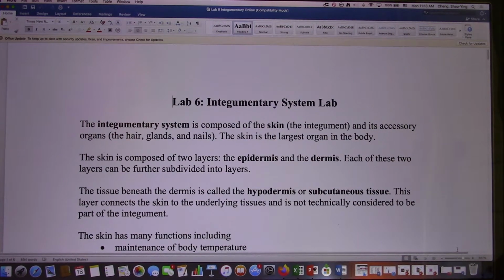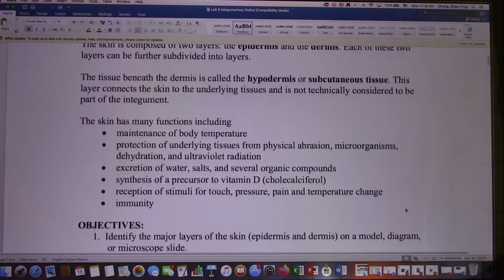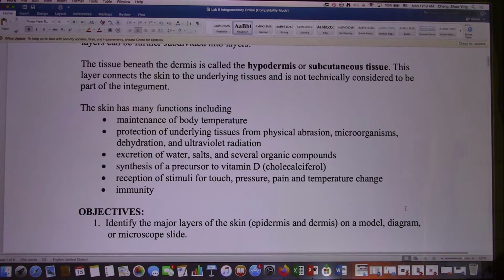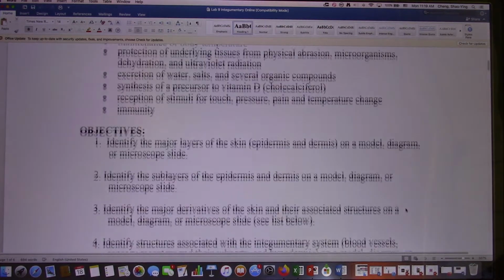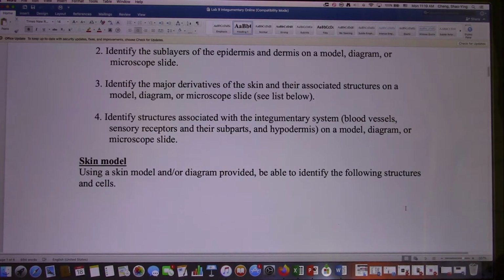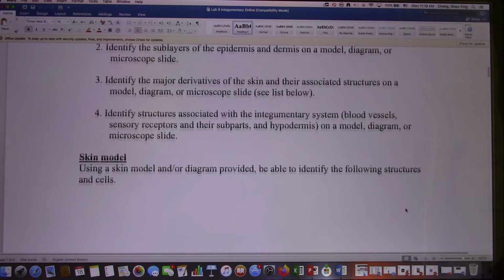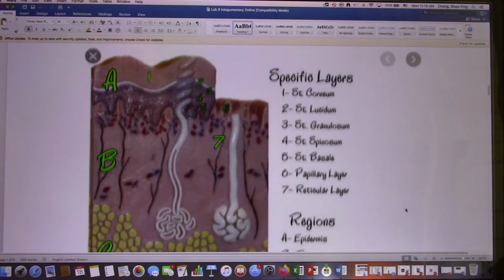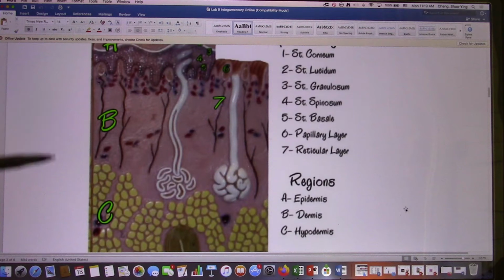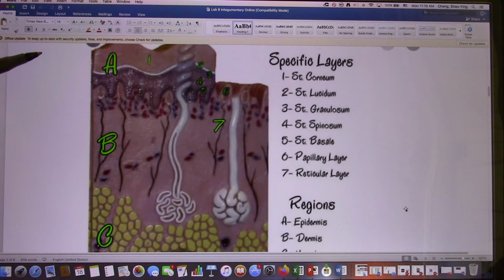We're in the integumentary lab. In this lab, you're going to use the model and the histology to study the skin structure. So we're going to have the skin model. It's going to look like this. So I put this one here, help you to learn.